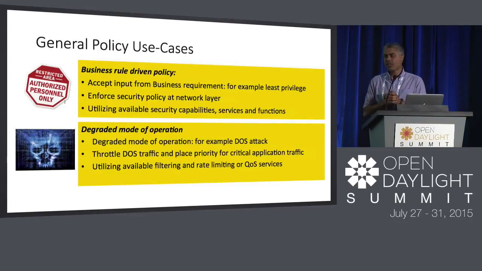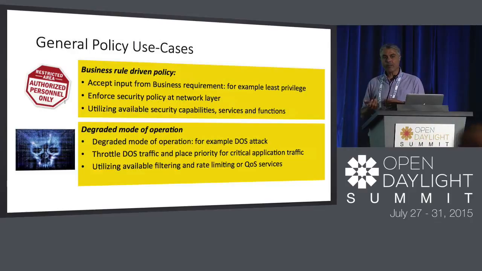And then in the next few slides, I'm going to talk about use cases. So far I covered some top-of-mind examples from different areas. Next I'm going to come into the use cases. One is a business rule: accept something from the business requirement and then translate it. One example is least privilege. Remember that PCI DSS requirement? Take that, make sure it's enforced, and make sure the capabilities are there on the network or your infrastructure to do it.